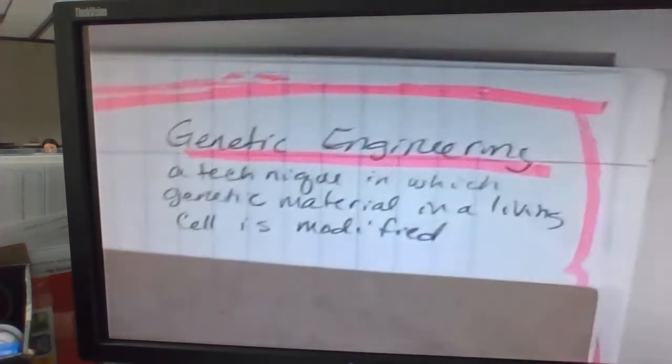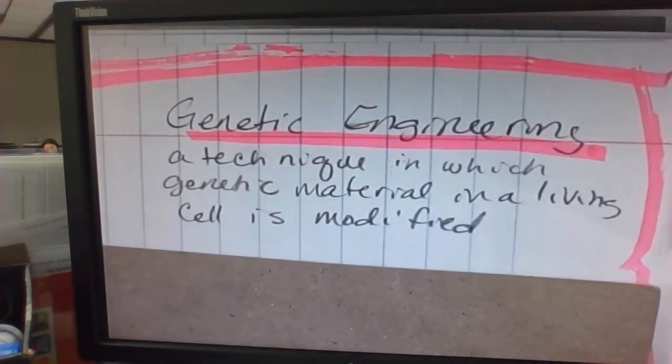So for genetic engineering, this is a technique in which genetic material in a living cell is modified. Genetic engineering, a technique in which the genetic material in a cell is modified.